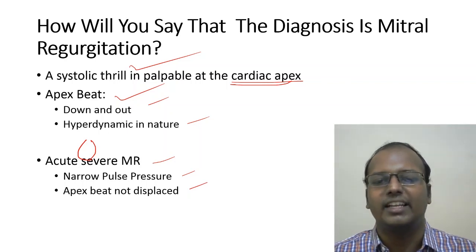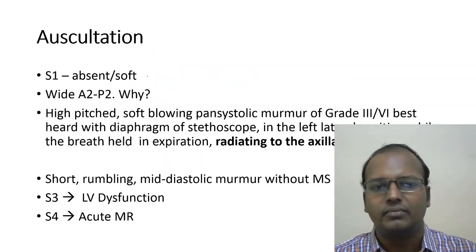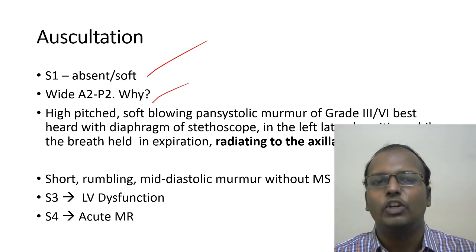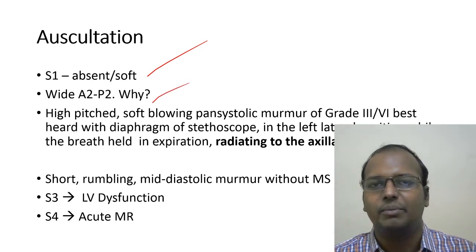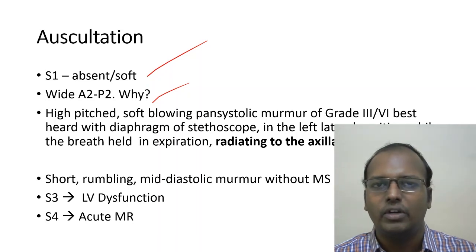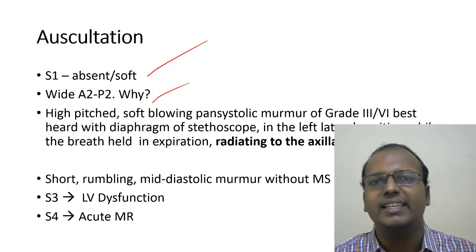Next, coming to the auscultation. What are the characteristic points? S1 will be soft. Wide split of A2 to P2 will be there. This we discussed in the previous module. What happens is, the blood which is pumped from the left ventricle will have to go to the aorta only in a normal heart, but here there is leakage of the blood into the left atrium. So what happens is, there will be early closure of A2.